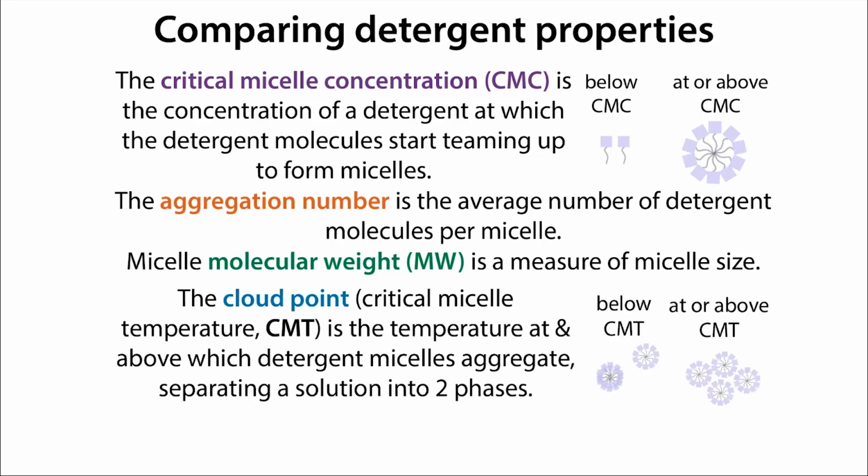The cloud point is the critical micelle temperature, or CMT. This is the temperature at and above which the detergent micelles are going to aggregate, separating into two phases. You're going to get a cloudy phase, which is detergent rich, and a clear phase, which is detergent depleted. This is a way where you can bulk separate the detergent stuff from the non-detergent stuff in a solution. If you're working with a protein and trying to do this phase separation, you'd want something with a low CMT so that you don't denature your protein when you have to go to a higher temperature in order to phase separate.